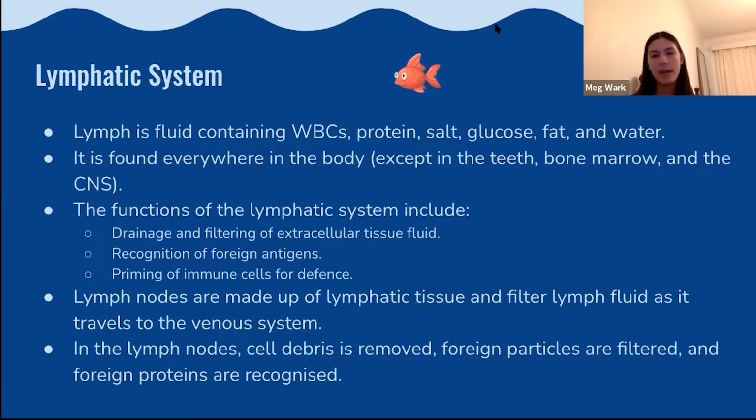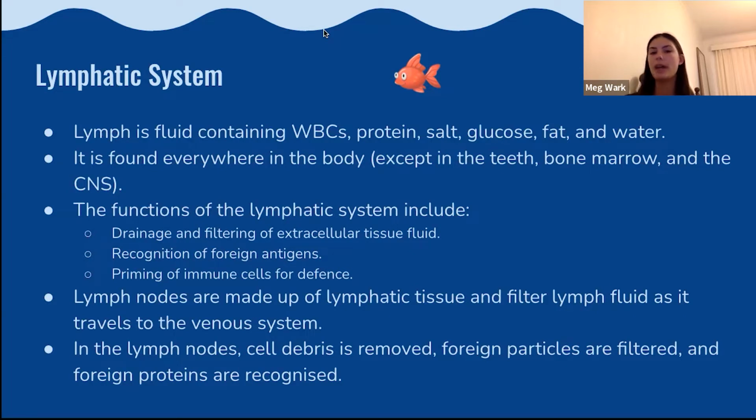And the lymphatic system. So this isn't quite blood vessels, it's not on the same topic anymore, but it's also found as part of that prac. So lymph is fluid that contains white blood cells, proteins, salt, glucose, fat, and water. It's found everywhere in the body except for the teeth, bone marrow, and the central nervous system.